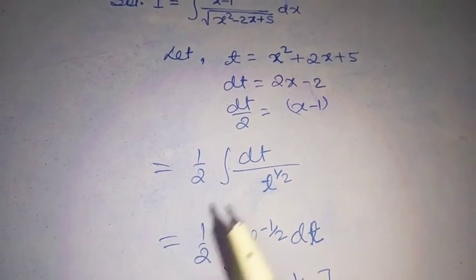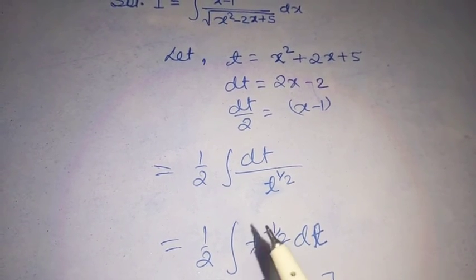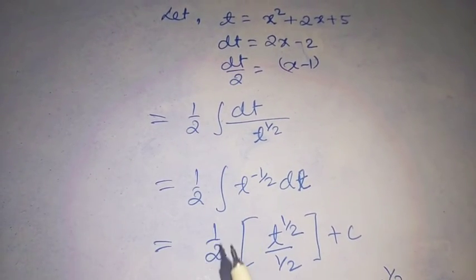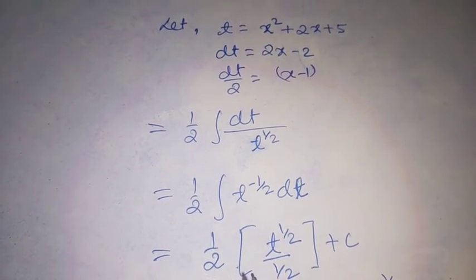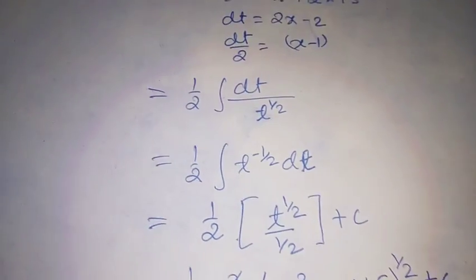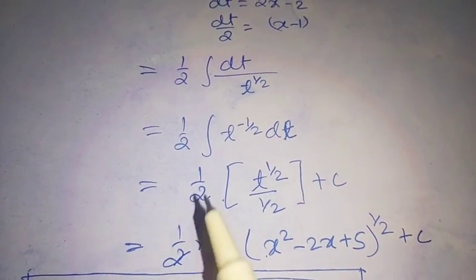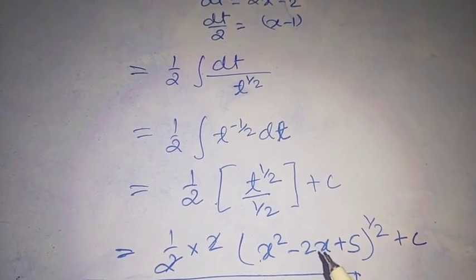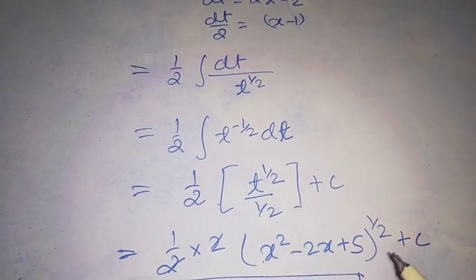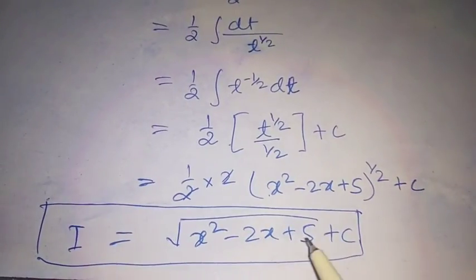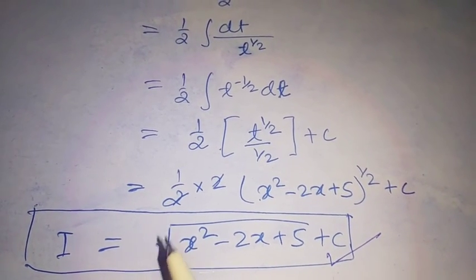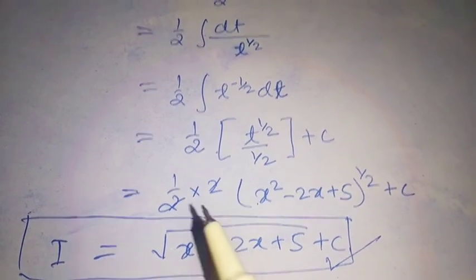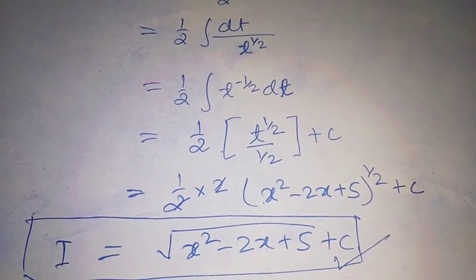So we can write it as 1 upon 2 into integration of t to the power minus half into dt. When we integrate this, we will get 1 upon 2 into t to the power half upon half plus c. So now we can put the value of t. So it will be 1 upon 2 into 2, it will be cancelled out, and into x square minus 2x plus 5 whole raised to the power half plus c. So this will be the answer. I is equal to square root of x square minus 2x plus 5 plus c.